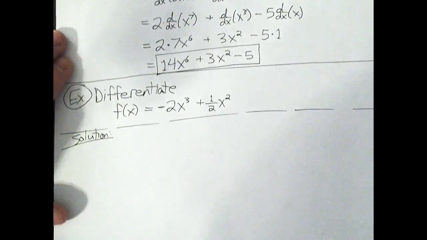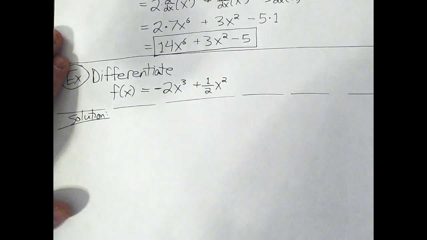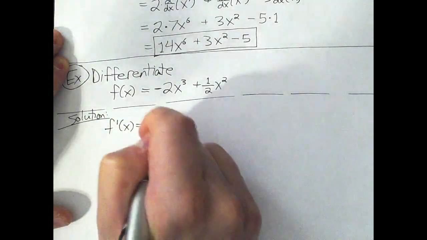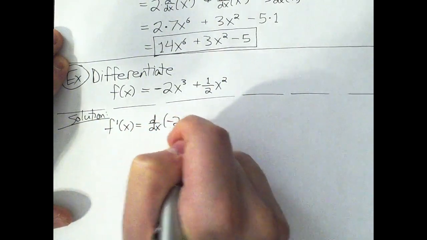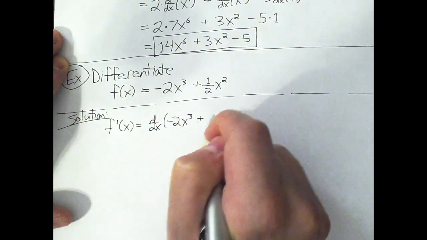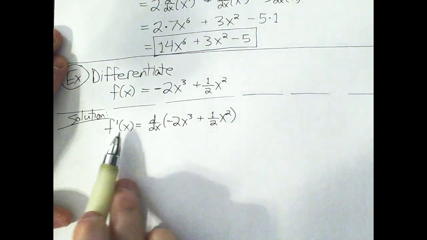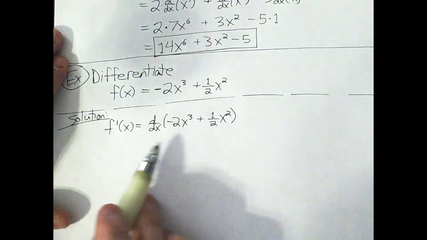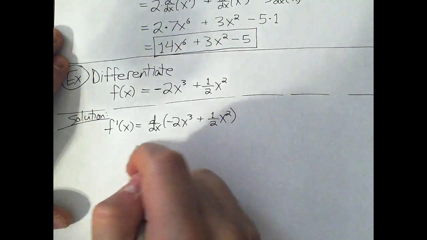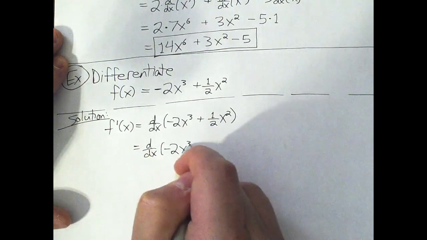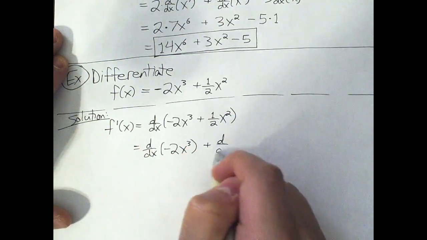Okay, so I am going to show some steps because this is new to us. F prime of x is the derivative of this function. When it says differentiate, it means find the derivative of. So we are looking for f prime. And I would probably split this up into the derivative of the first part plus the derivative of the second part.